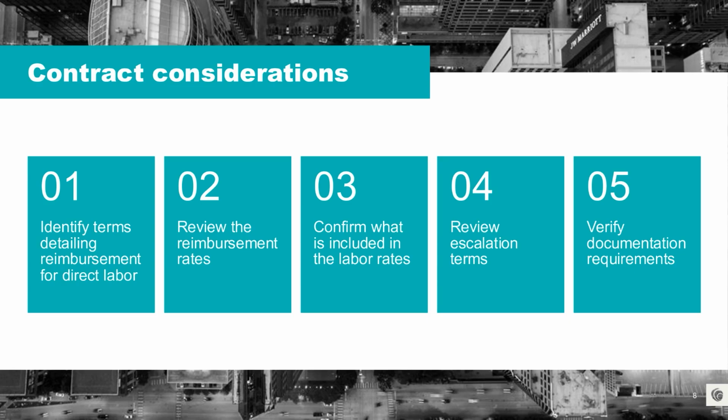So number one, identifying terms detailing reimbursement for direct labor. This is a critical first step, which is to locate the sections that define how direct labor costs will be reimbursed. These terms often appear under the cost of work, labor reimbursement, or potentially a schedule of rates within your contract. Pay close attention to whether reimbursement is based on actual costs, predetermined rates, or a lump sum, as this distinction impacts transparency and auditability. And I'm going to cover a little bit more on this in a moment.